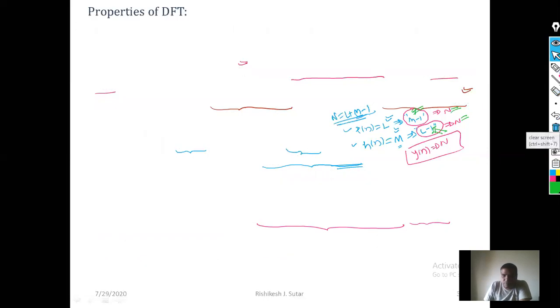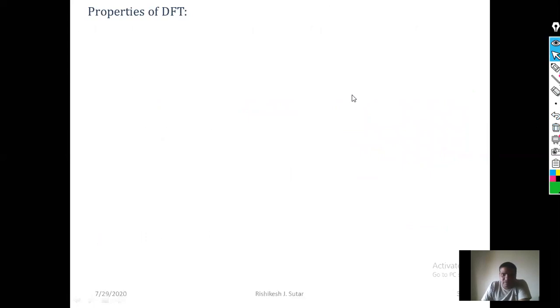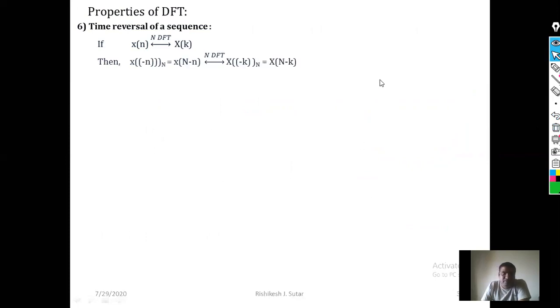Let's go towards some remaining properties of DFT. So let us consider the first property, time reversal of a sequence. In the time reversal, let us consider x of n and its N-point DFT as X of k. And suppose I time reverse the signal x of n as x of N minus n, then its N-point DFT would be X of minus k modulo capital N, or you can see it as X of capital N minus k.